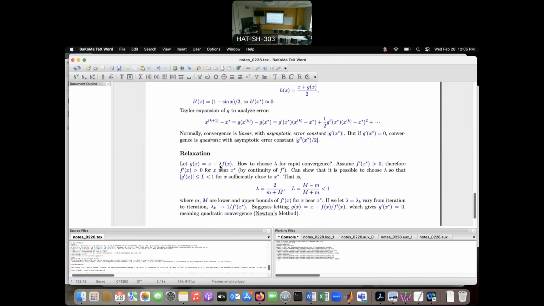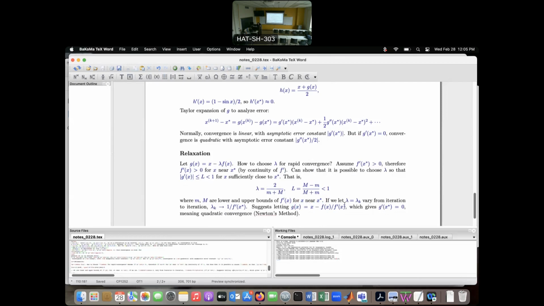But that's still a fixed choice of lambda for every iteration. Now suppose we allow lambda to vary from iteration to iteration. Then as the iterations are getting closer and closer, lambda is converging to 1 over f prime at the root. That's just putting g of x equal to x minus f over f prime. And if you were to work out g prime at the root for this choice of g, you would get 0. And that means that this kind of fixed point iteration would converge quadratically. But that's actually Newton's method. So this is one way of deriving Newton's method.